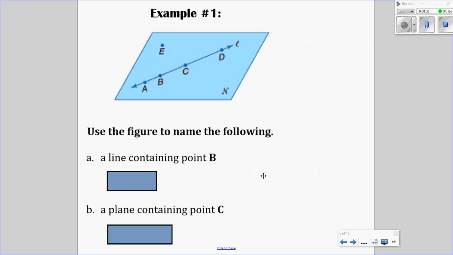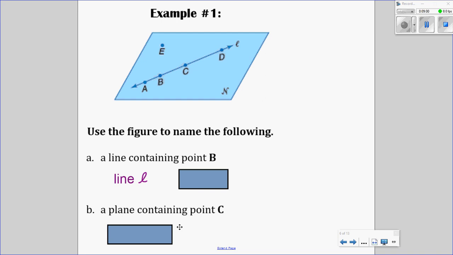So we have our first example. We have a plane N, and we have a line with 4 points in it, labeled L, and then we have a point that's on the plane. First, we have to name a line containing point B. Point B is on line L, and how we would label it is line L.